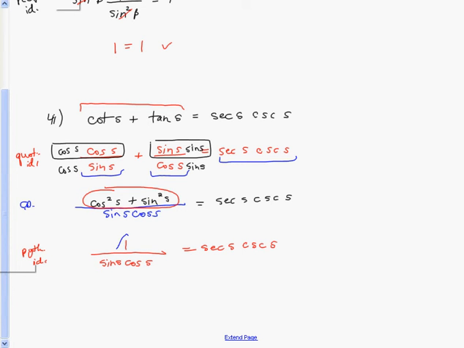1 over sine of s is going to be cosecant of s, and 1 over cosine of s is going to be secant of s, and I've just rearranged them. Multiplication allows you to do that. Those were both by the reciprocal identities, and so we have secant of s, cosecant of s equal to secant of s, cosecant of s, and 41 is also complete.